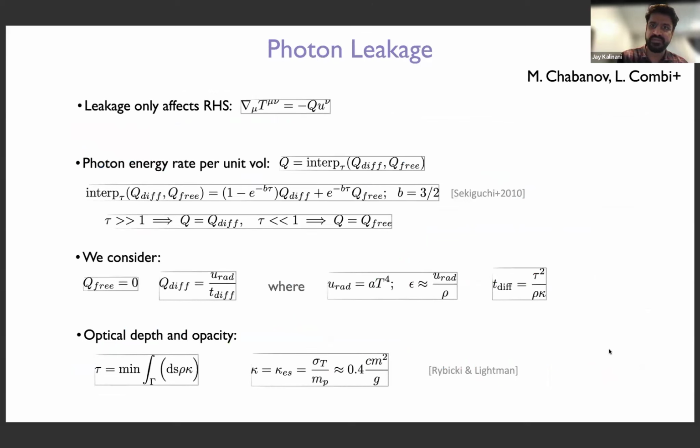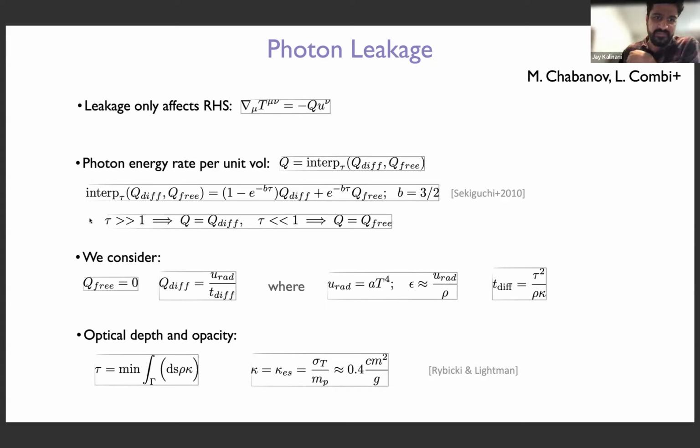Recently, there has been development of a leakage scheme for photons, spearheaded by Mikhail Shabanov, and he's ported the code of Luciano Combi to AsterX. Just to give you a brief introduction, this leakage scheme affects only the T^{\mu\nu} on the RHS, where Q stands for the photon energy rate per volume. And for that, we use a transition function to jump between the diffusion regime, which is called Q_diff, and a free streaming regime where you have photons just free streaming.